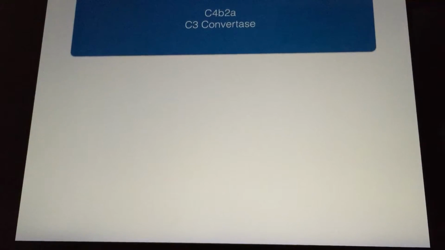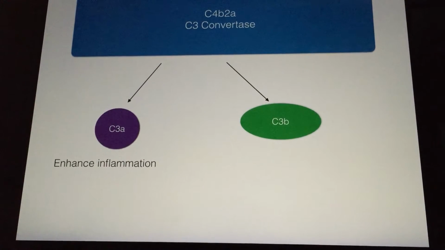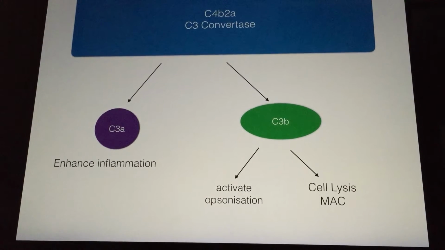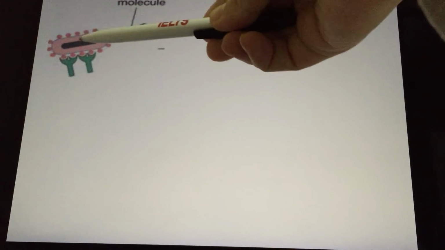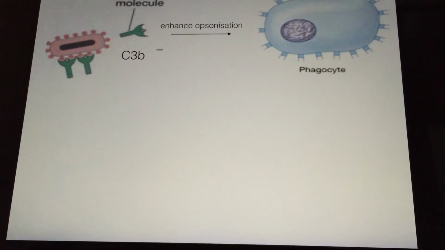and produces C4b2a, or called C3 convertase, and this splits C3 to C3a, which enhances inflammation, and C3b, which activates opsonization and cell lysis, MAC. This is the opsonization molecule. It's coated to the surface of microbes, and hence opsonization.